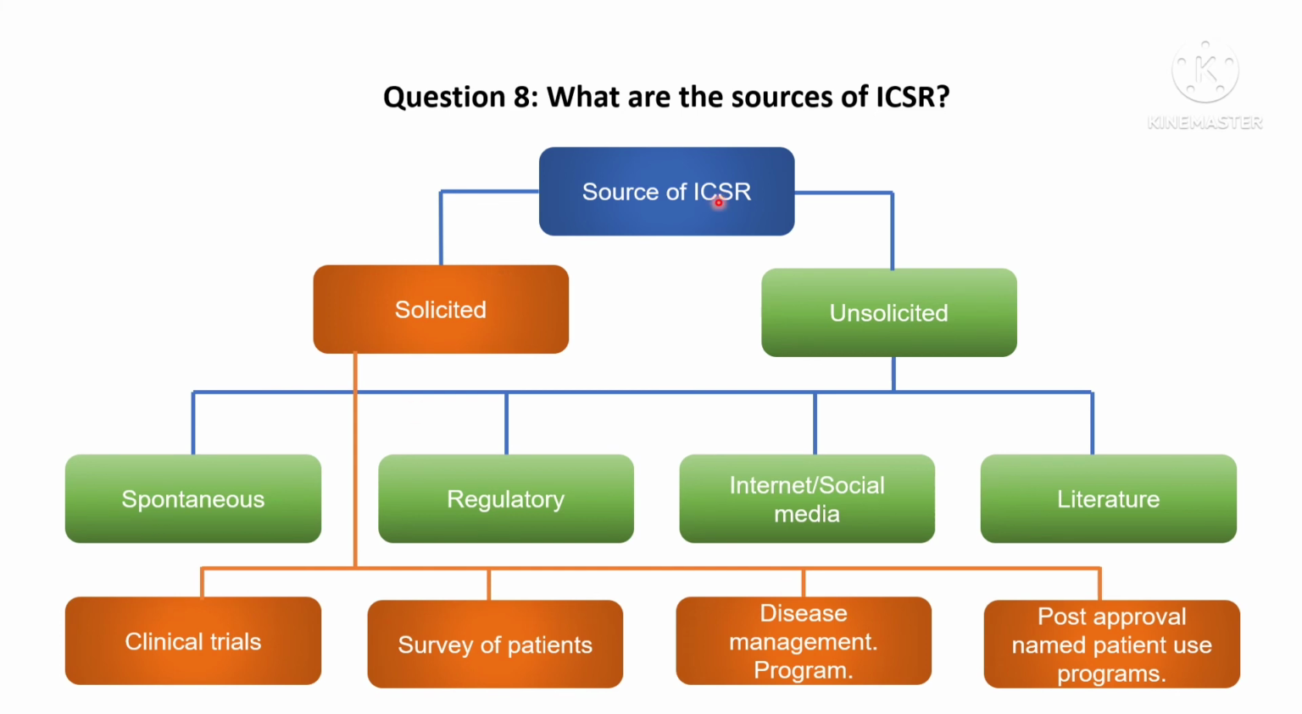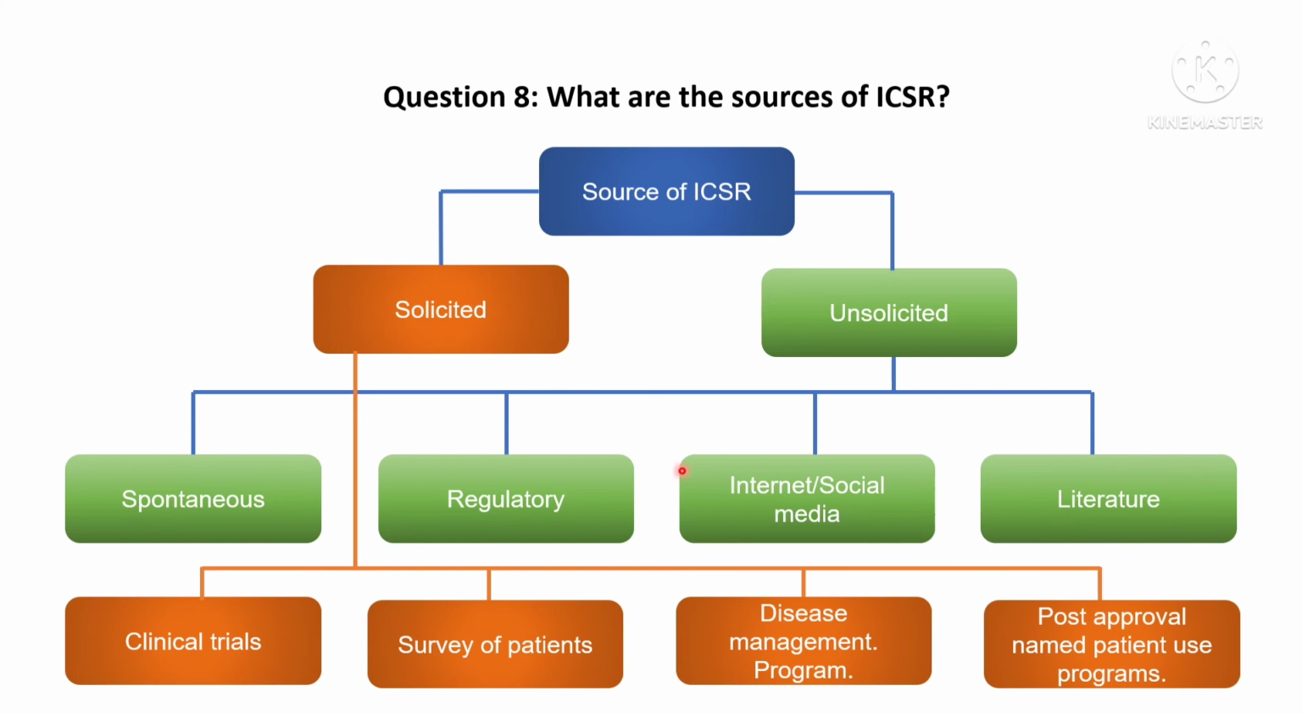We will see the other side, that is unsolicited source. There are also four types I mentioned. First spontaneous, second regulatory, third internet or social media, and fourth literature. We can correlate this slide with the previous slide where we saw active PV and passive PV. Solicited is active PV and unsolicited is passive PV. In passive PV, there is spontaneous report, regulatory report, and reports from social media and literature articles.